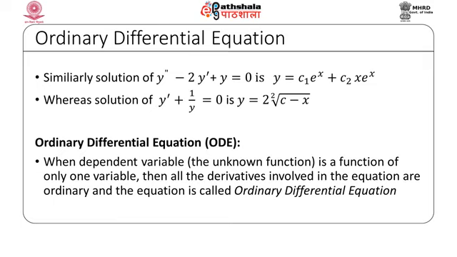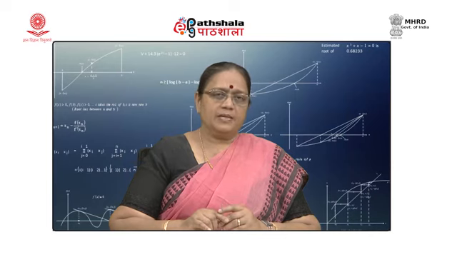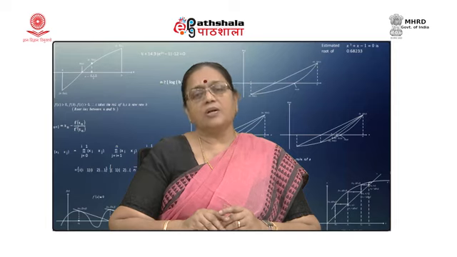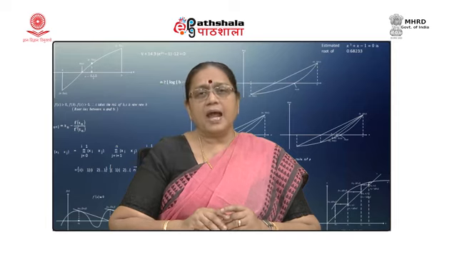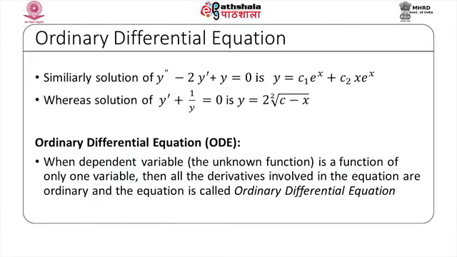Now, if there is only one independent variable, the derivatives involved in the equation are ordinary derivatives, and such a differential equation is called an ordinary differential equation. So, when the dependent variable is a function of only one variable, then all the derivatives involved in the equation are ordinary, and the equation is called an ordinary differential equation.